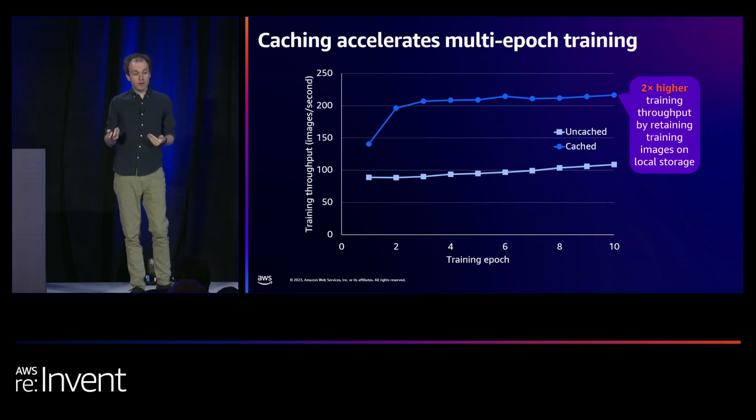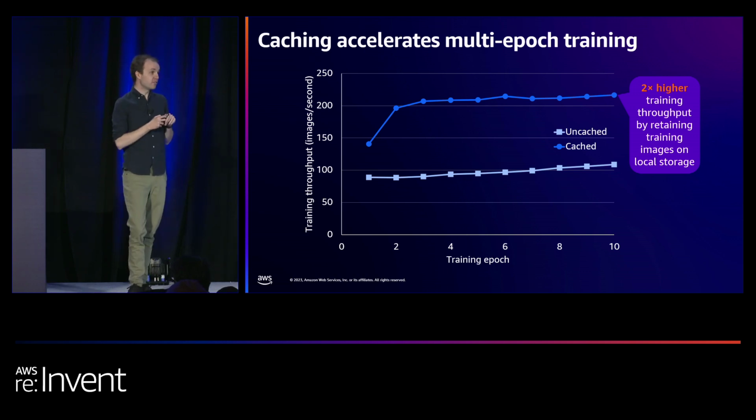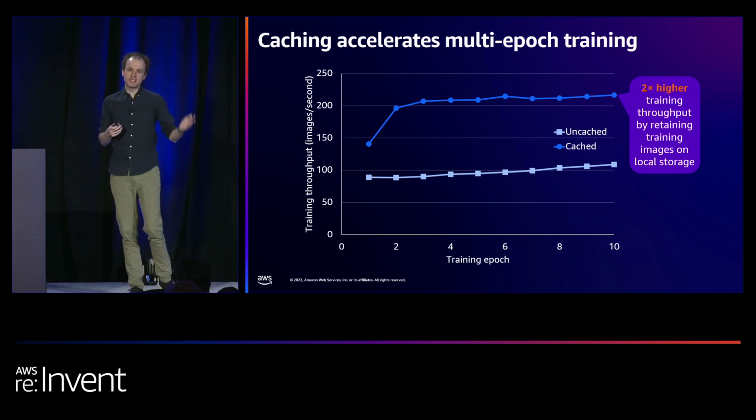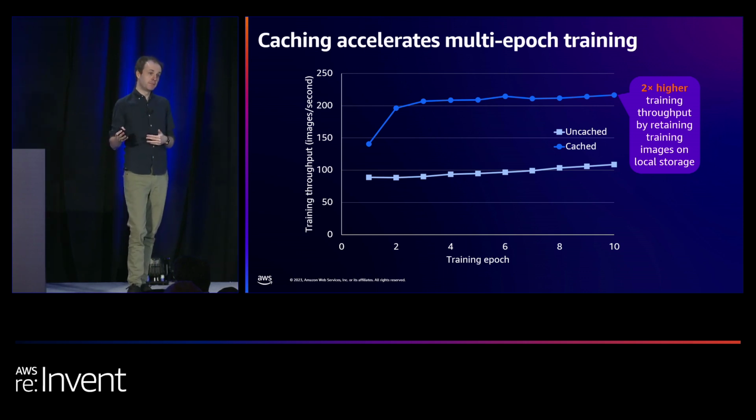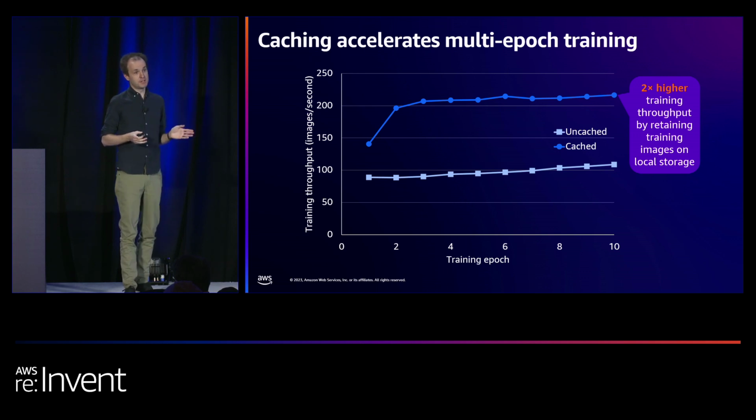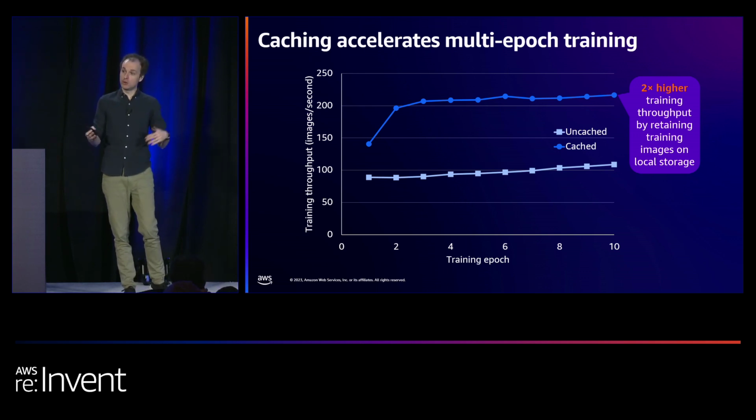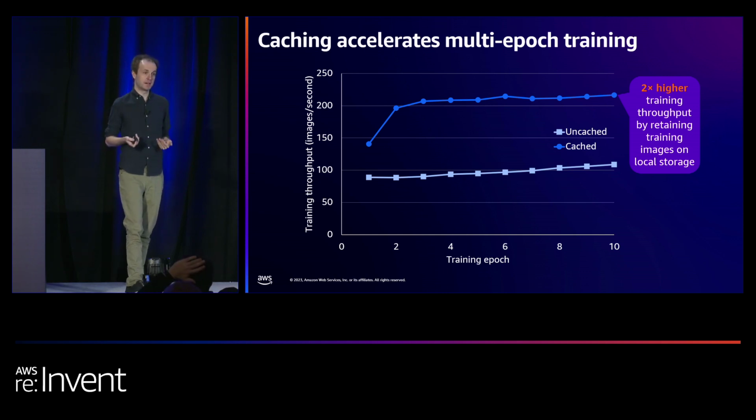But when we turn on the Mountpoint caching, we see a couple of interesting things. The first one is that even in the first epoch of this training, Mountpoint is faster with caching turned on. And that's a little bit weird, right? Because you're still downloading the objects from S3 in that first epoch. They're not on your local storage yet. What's going on is that Mountpoint's also able to cache metadata. So this first epoch is faster, not because we already have the data, we're still downloading the data, but the metadata is cached the first time around. And so even the first epoch is faster.